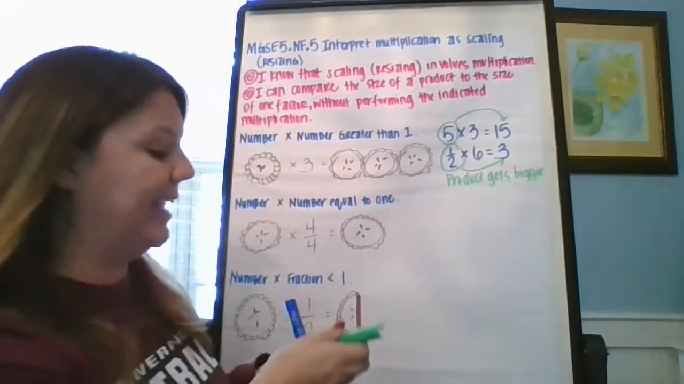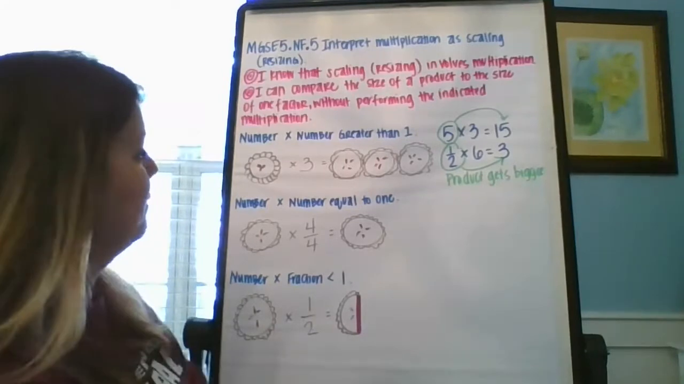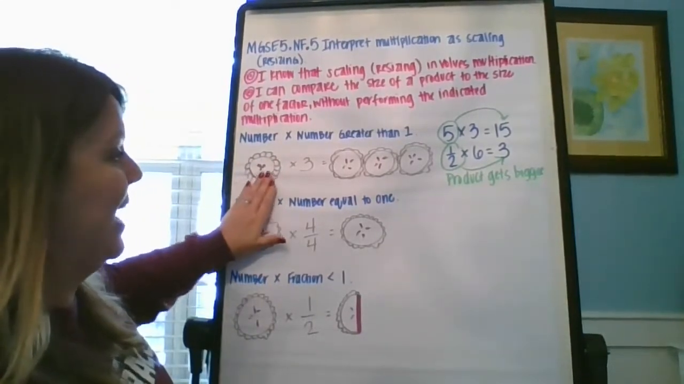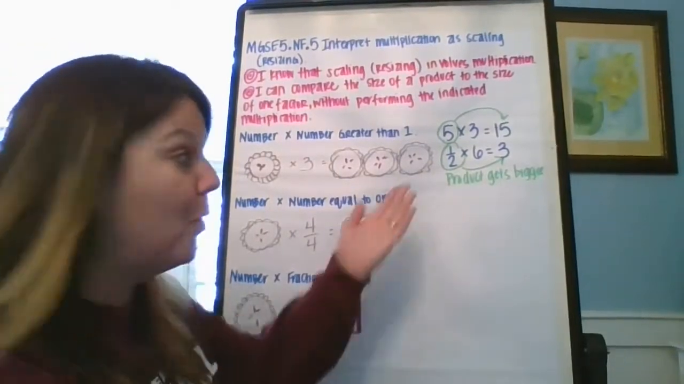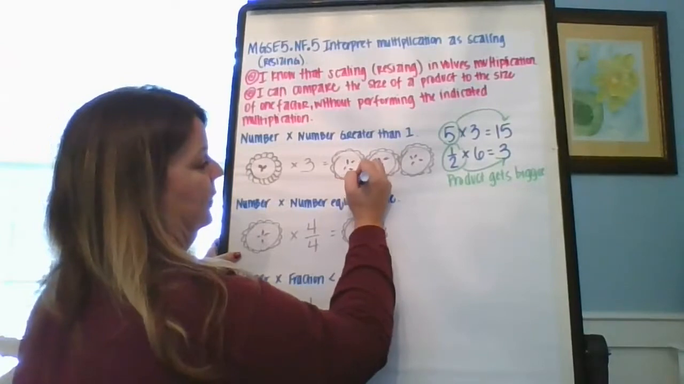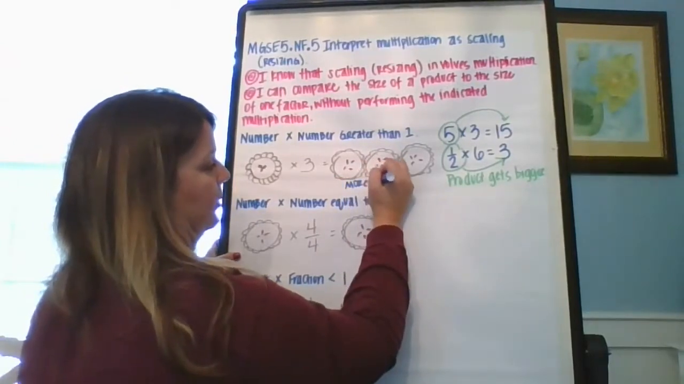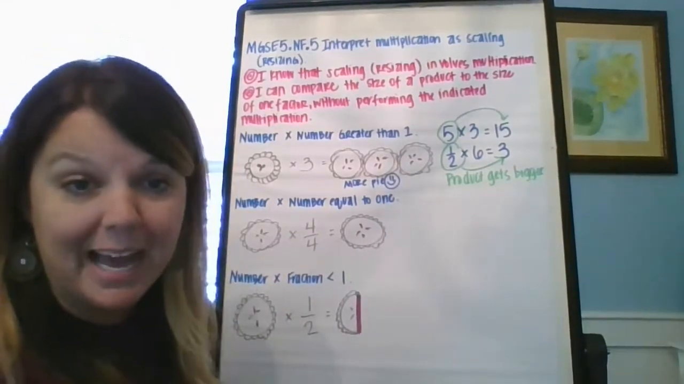I'm trying to illustrate here with my pies. They're a little bit kind of sad pies, but they're pies. So if I have 1 pie and I multiply that times 3, I'm going to end up with 3 pies. Obviously, more pies than what I started with. More pie. Yay. That makes us happy, right? We're always happy to have more pie.